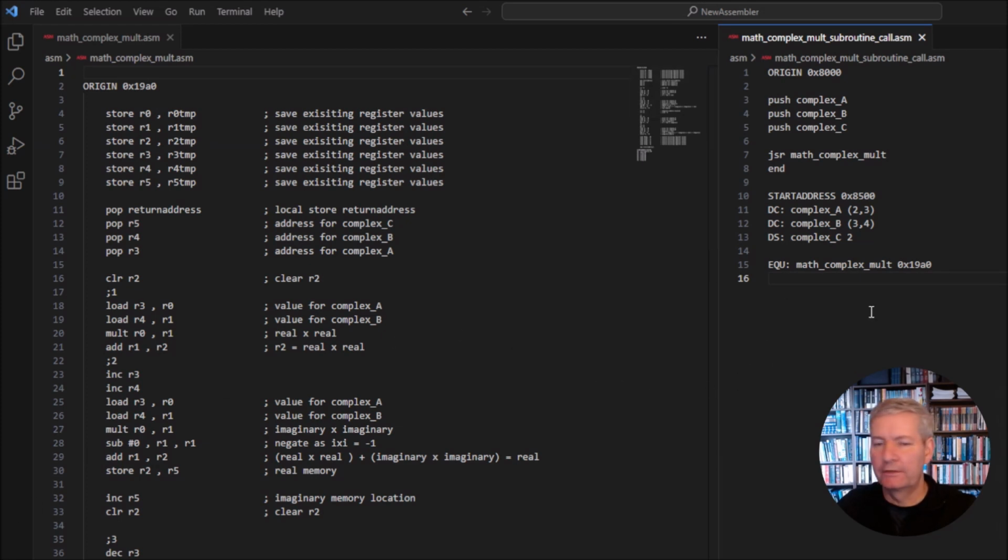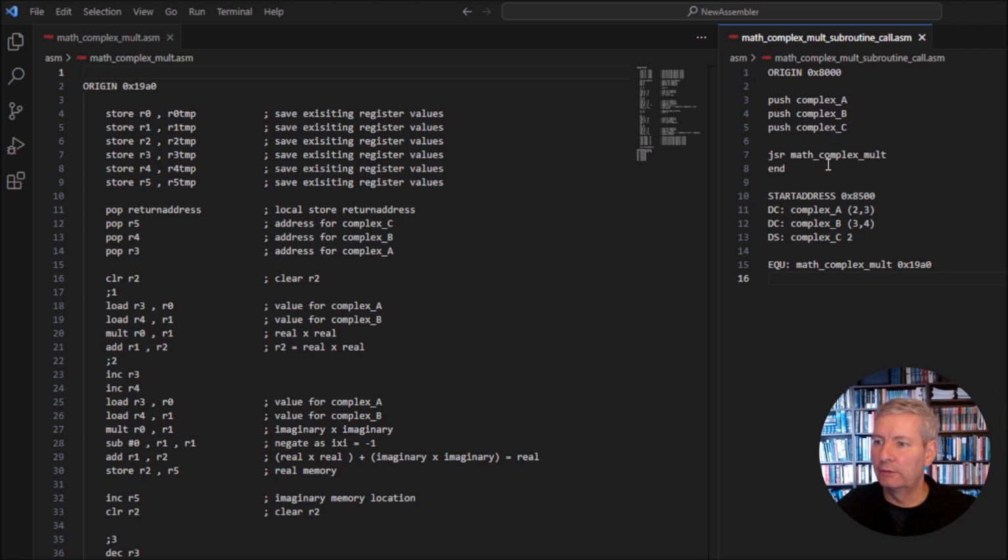On the right hand side we have the calling function, the left hand side the subroutine. In the calling function we have the complex number a, which is 2 plus 3i. We're going to use the same values that we've seen in the previous example. And we have the complex number b, which is 3 plus 4i. And then the solution to the multiplication is going to be held in complex number c. So we're going to push complex number a, b and c onto the stack.